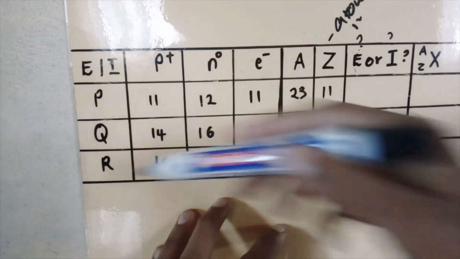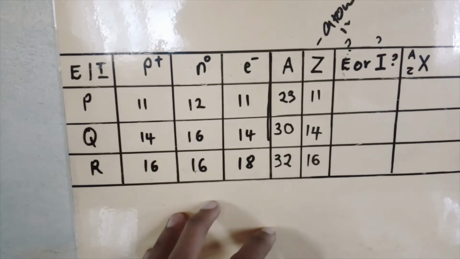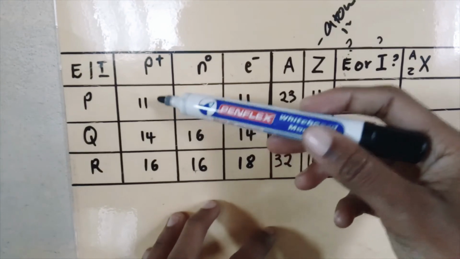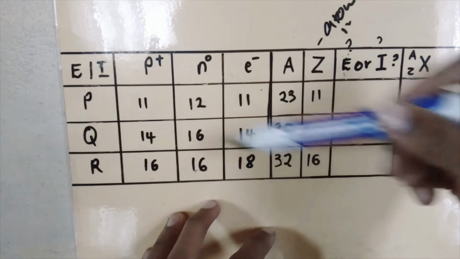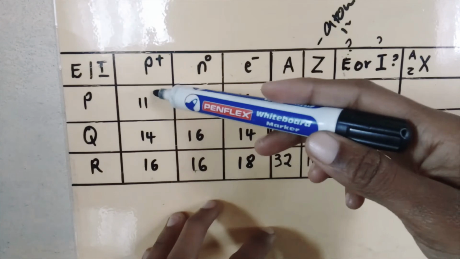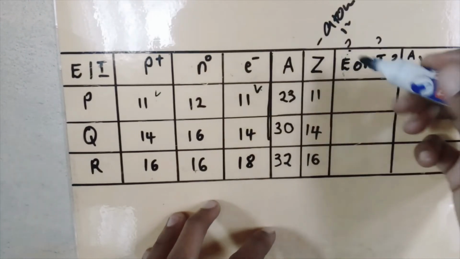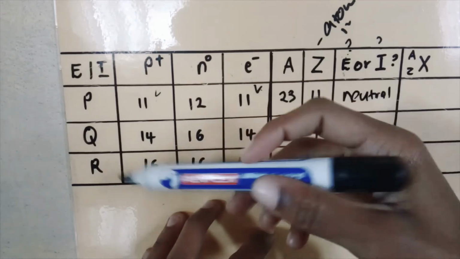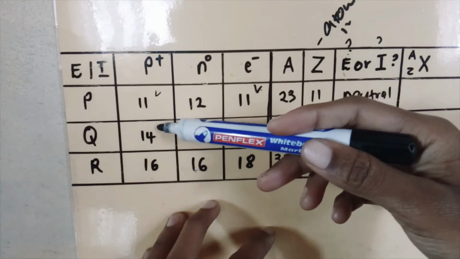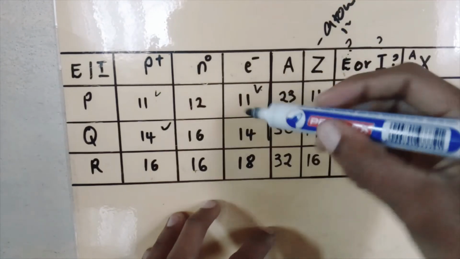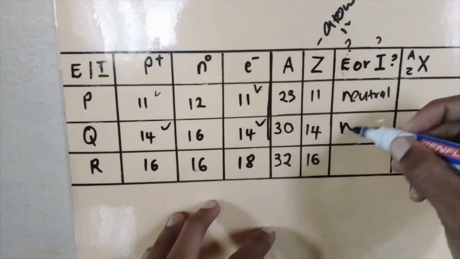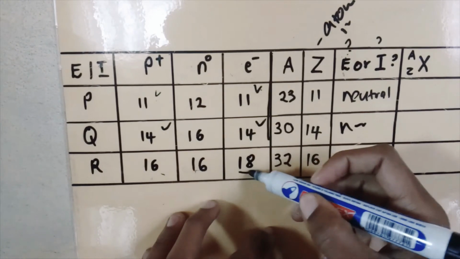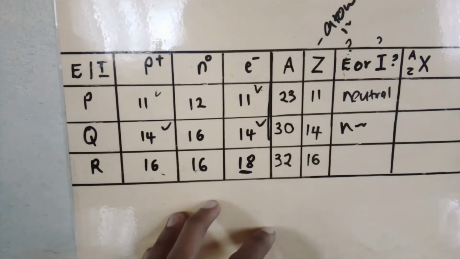So we're given P, Q, R in the table. Let's decide, is it neutral or is it an ion? To do that, we look at the number of protons as well as the number of electrons. We see P has 11 protons and 11 electrons, so it's neutral. Q has 14 protons as well as 14 electrons. So it's neutral. And then R has 16 protons, but if you look at the number of electrons, it's 18.